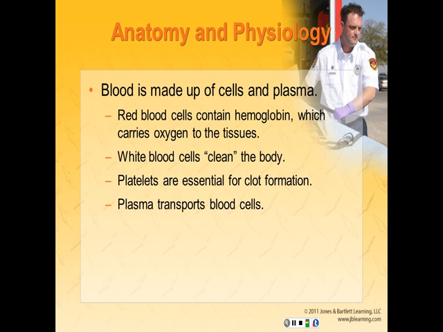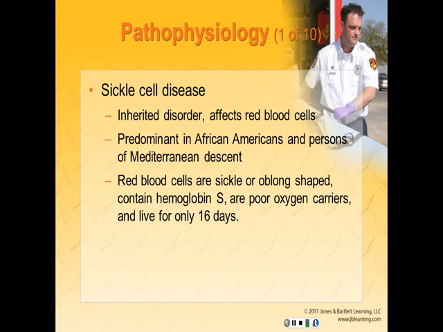White blood cells, or leukocytes, are the cleaners of the body. They respond to infections and dead cells. And platelets are small cells in the blood that are essential for clot formation, and they respond to blood vessel damage and stop bleeding. Plasma is the straw-colored fluid that transports red blood cells, white blood cells, and platelets throughout the body.